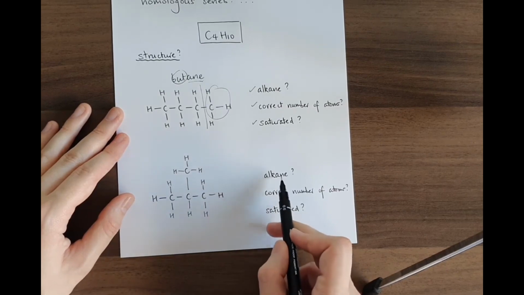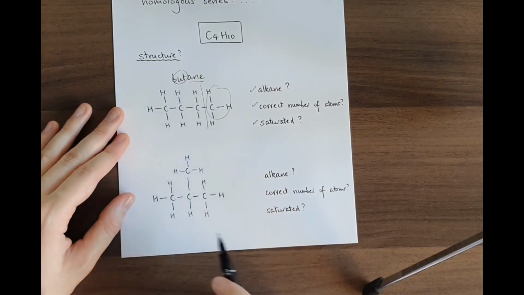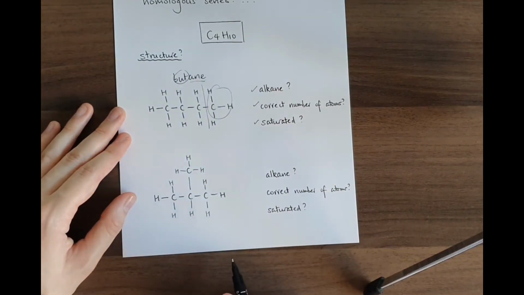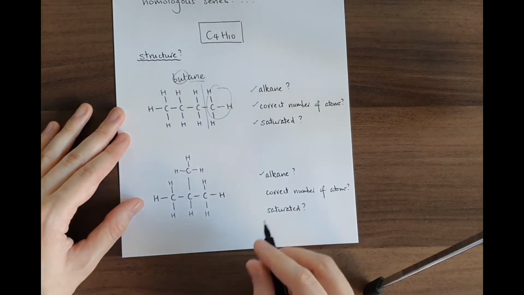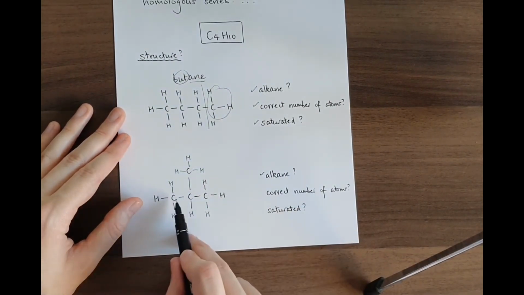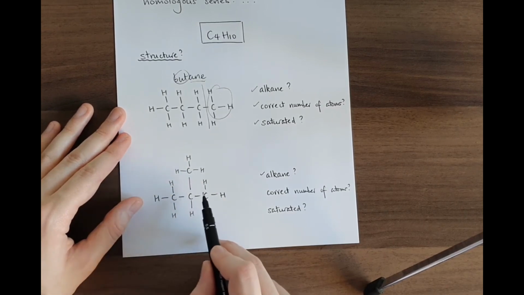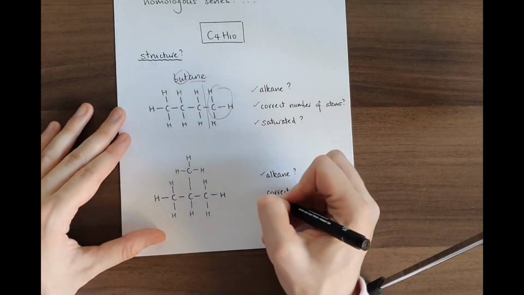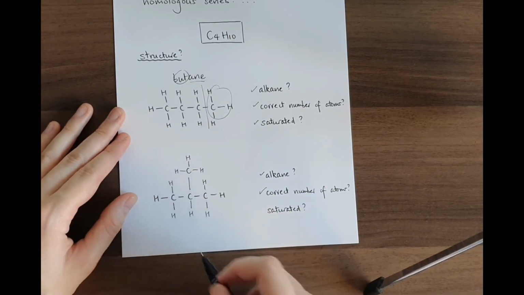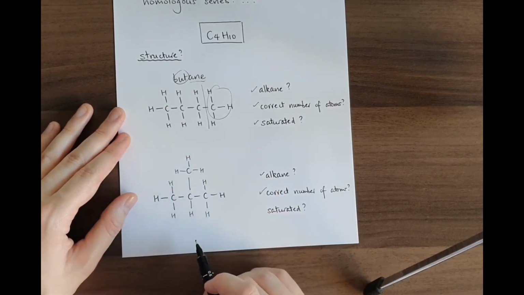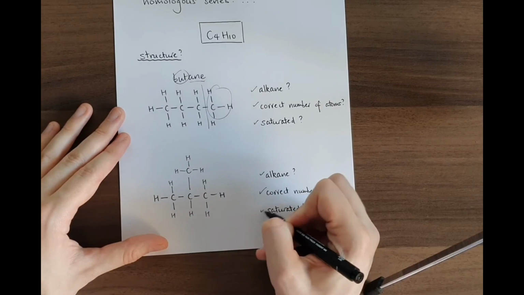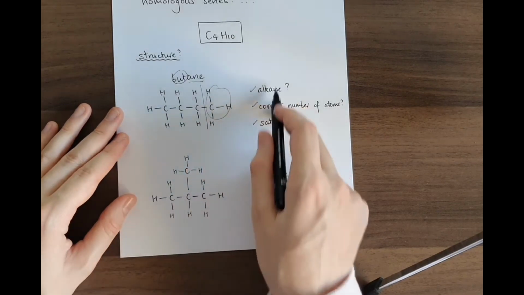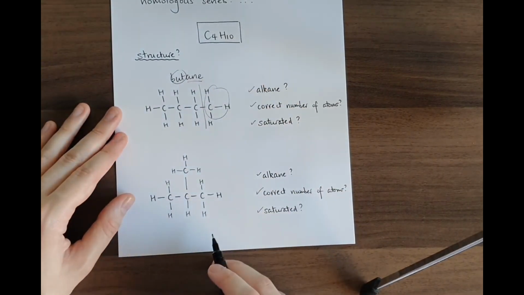let's check and see if it passes all the tests that we gave this first compound. So again, is it an alkane? Well, does it follow the general formula? Yes, it does. Does it have the correct number of atoms? 4 carbons, 1, 2, 3, 4. Yep. 10 hydrogens, 1, 2, 3, 4, 5, 6, 7, 8, 9, 10. Yes, it does. Is it completely saturated? Does it only contain single bonds between the carbons? Yes, it is.